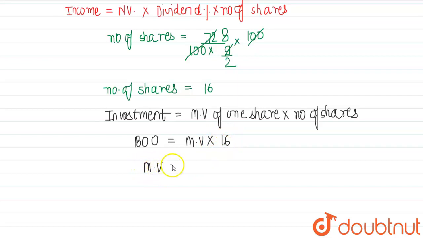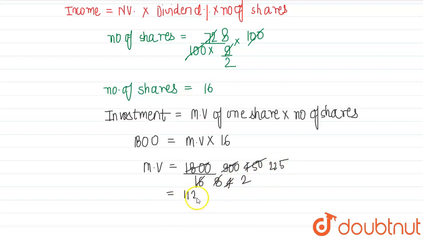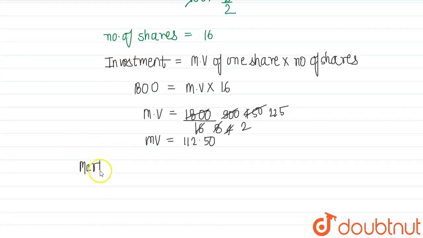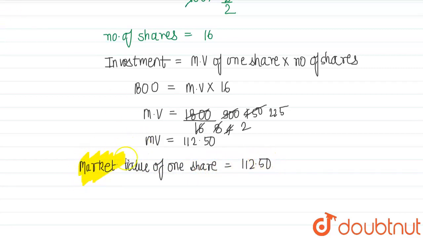So market value will be equal to 1800 divided by 16, which is equal to 900 by 8. This can further be reduced, 4 and 450, 2 and 225, and 225 by 2 can be written as 112.50. This is the MV. So we are required to find the market value. So market value of one share is equal to 112.50, which is the required answer.